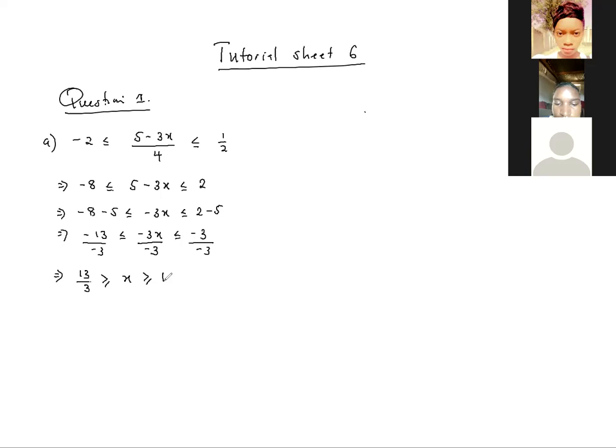So to present your answer well, you start with the smallest and end with the biggest. So you end there because there's nothing more to simplify.